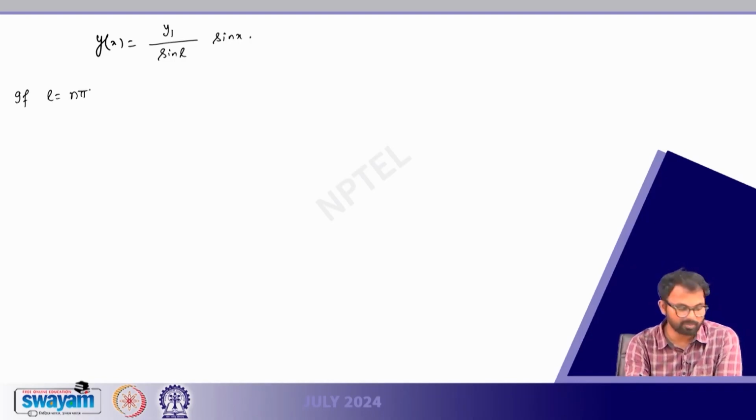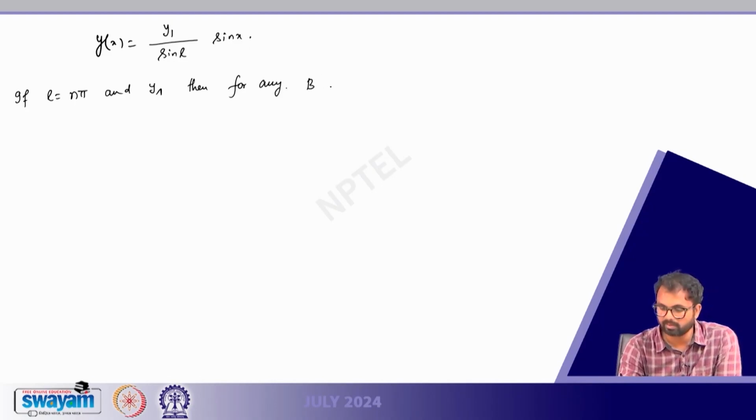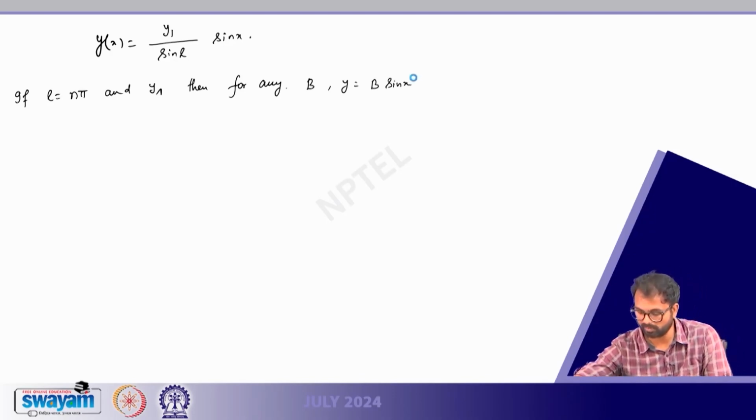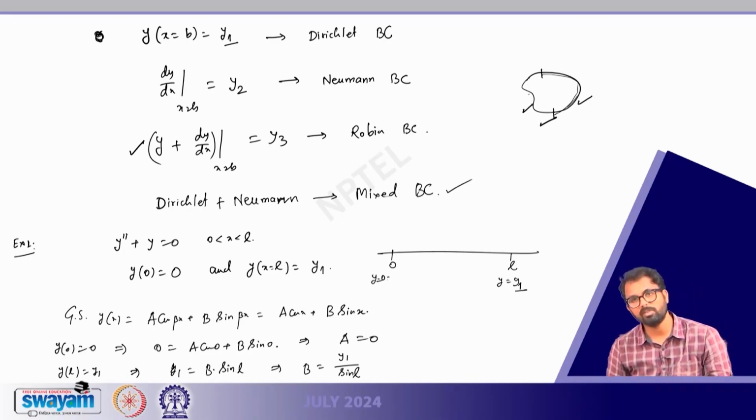Now, we do not know what our L is. So, if L is equal to n pi, and y1 is equal to 0, then for any b, y equals b sin x will be the solution. Let us go to the previous slide. Here we have y1 equals b sin L. If y1 is 0, suppose at the other end point also y1 is 0, then b has to be non-zero, otherwise the solution will be trivial.